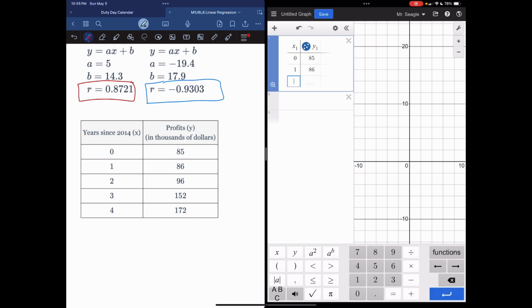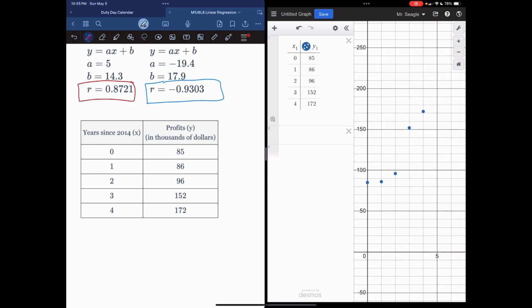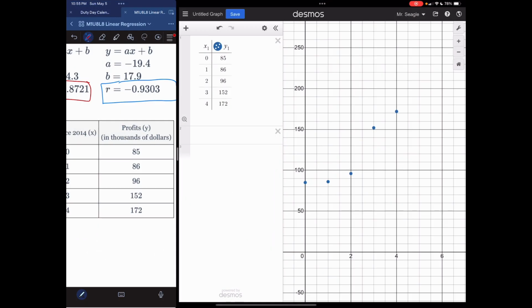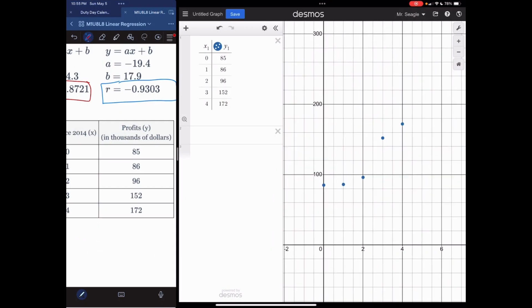And then we're going to have 2 and 3 and 4, 24 for our x's, and then we'll have 96, 152, and 172. Now, notice we have a magnifying glass with a plus button inside. If I press that, it'll zoom in so all our points are visible, right? I'm going to move this over just a little bit because I need more of the calculator now. Okay, so there are the 5 points that we graphed.